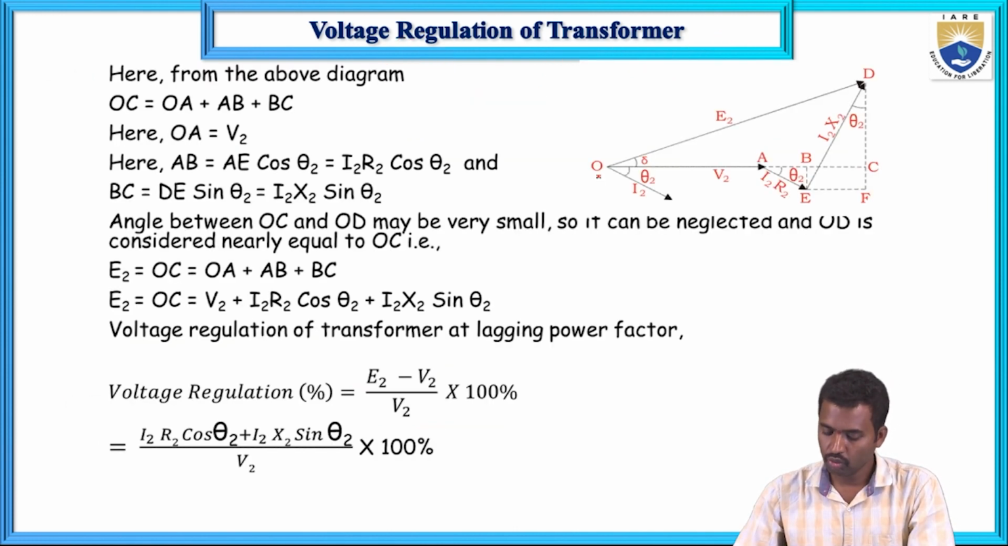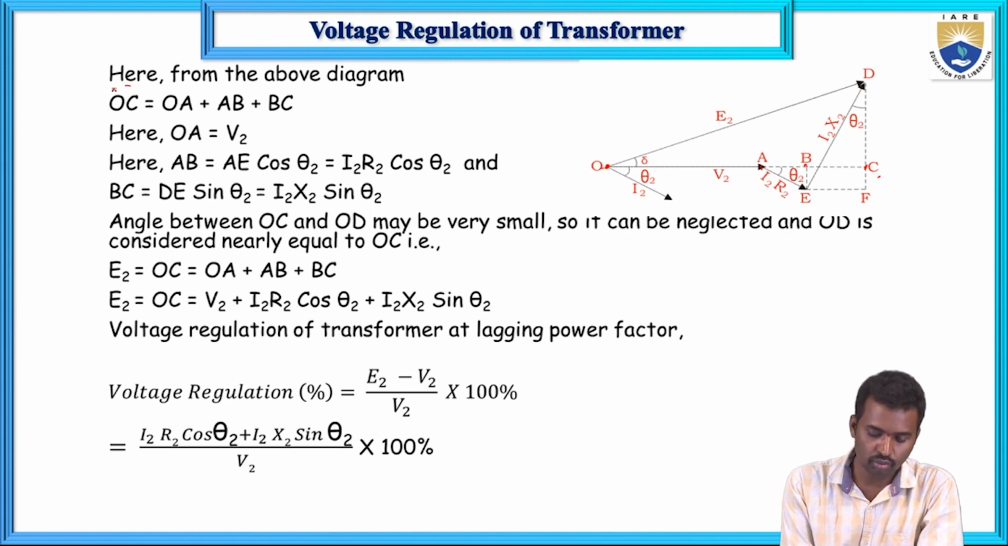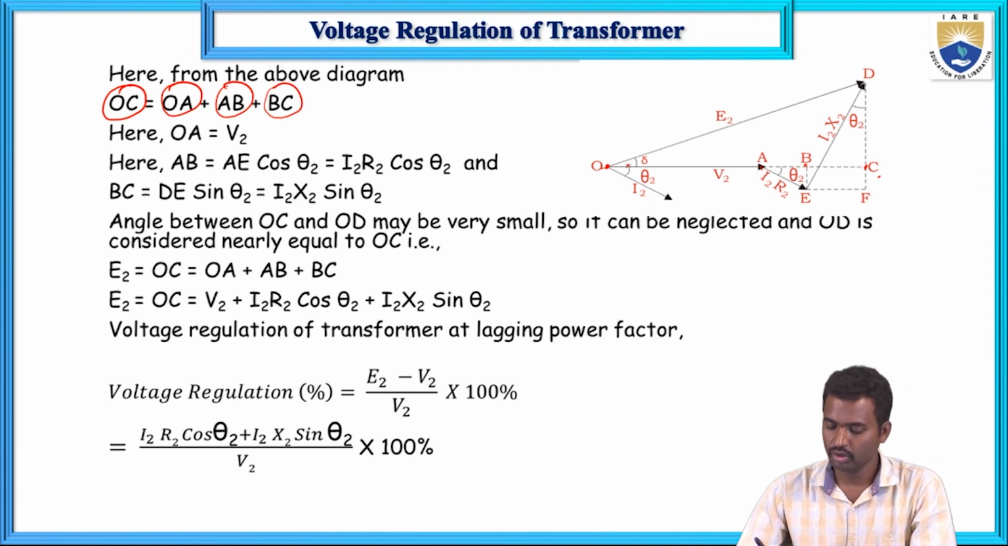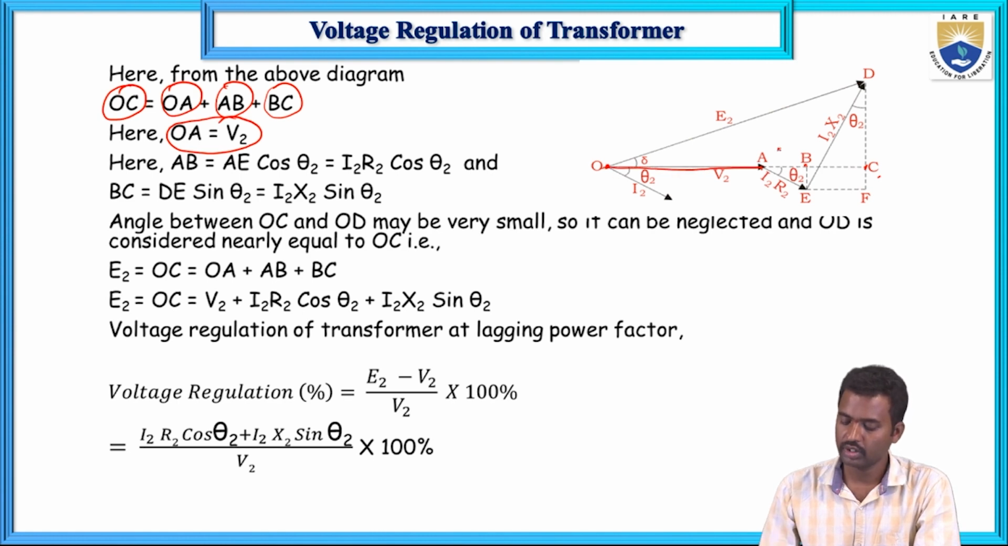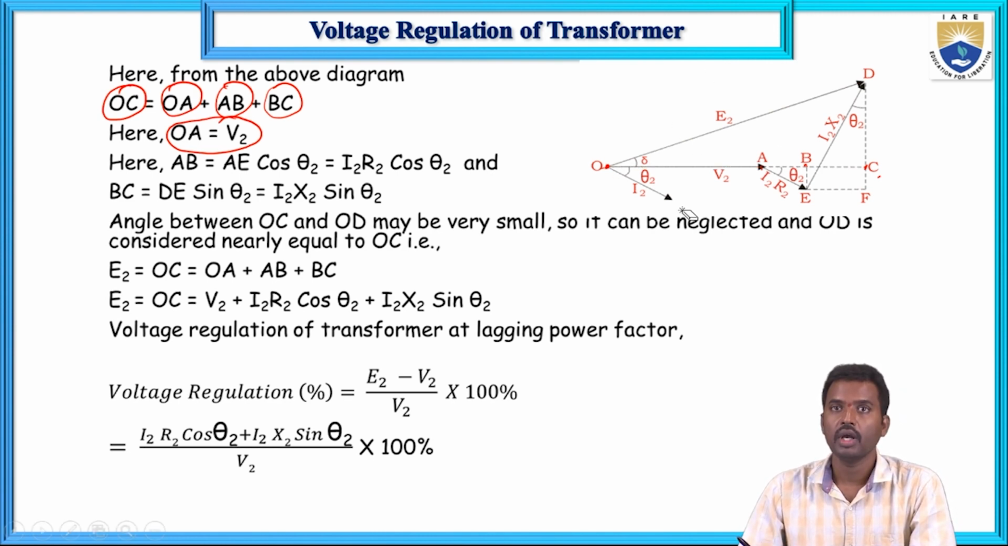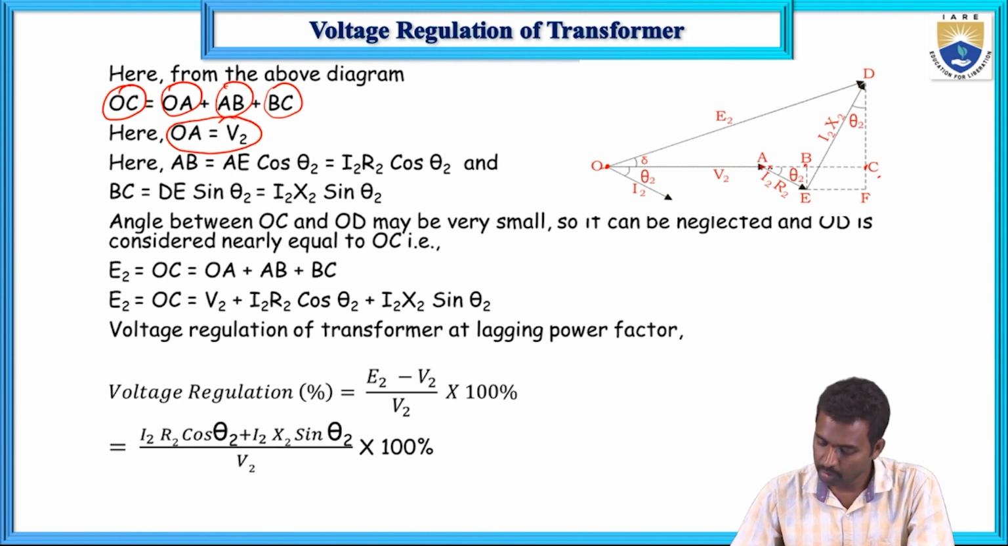Now here OC equals OA plus AB plus BC. It is a straight line divided into three parts: OA, AB and BC. Here OA represents V2, and next AB represents the projection of the diagonal.